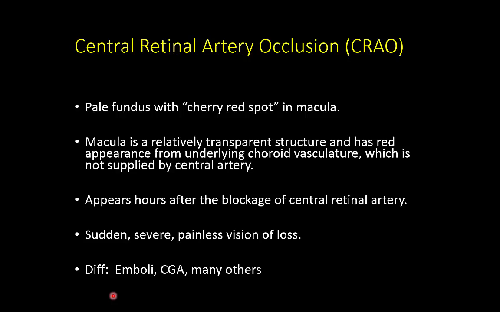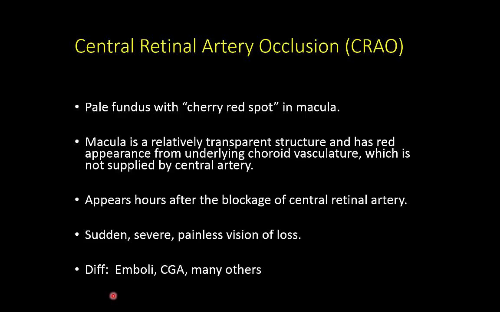Now let's move on to our next abnormality, which is a central retinal artery occlusion. So this is basically a stroke of the eye. Your central retinal artery is obviously very, very important. So when this happens, you develop a very pale fundus with a cherry red spot in the macula. The macula is a relatively transparent structure, and it develops a red appearance from the underlying choroid vasculature, which is not supplied by the central artery.